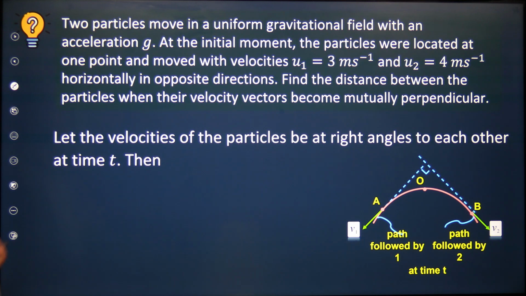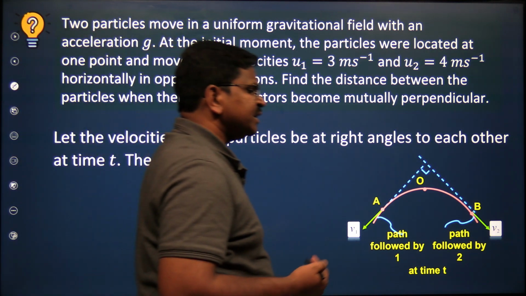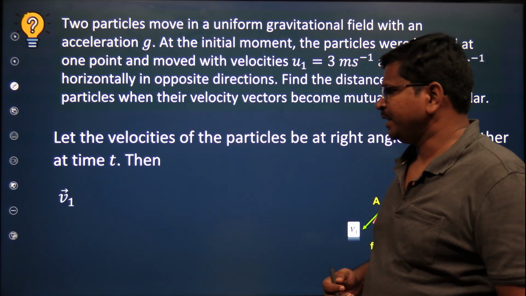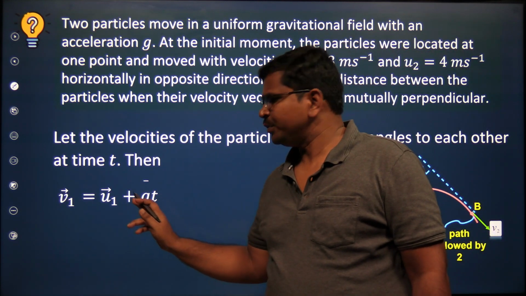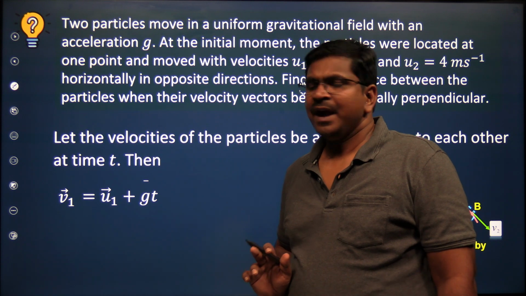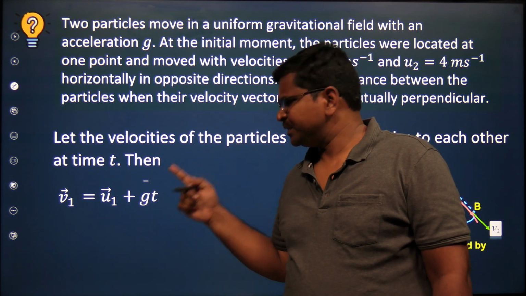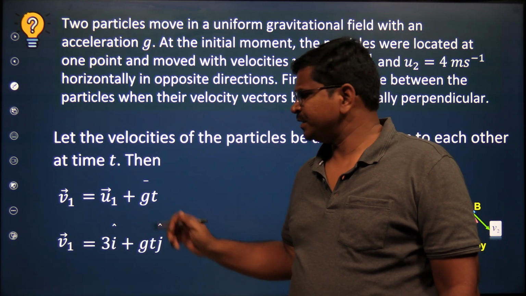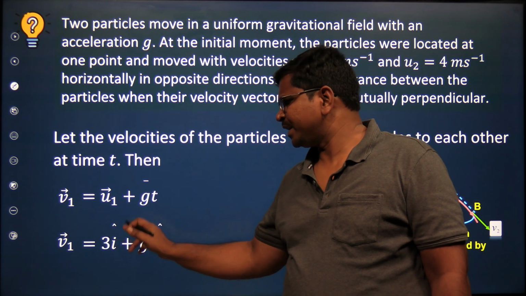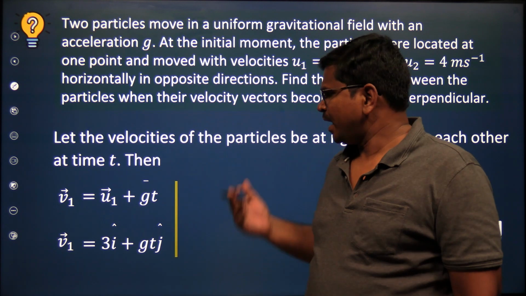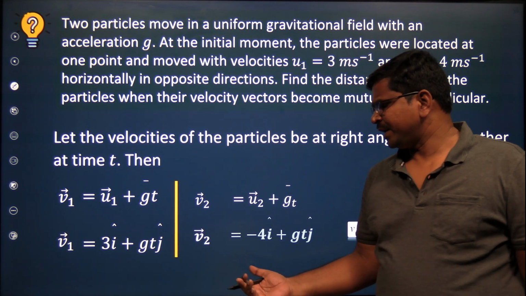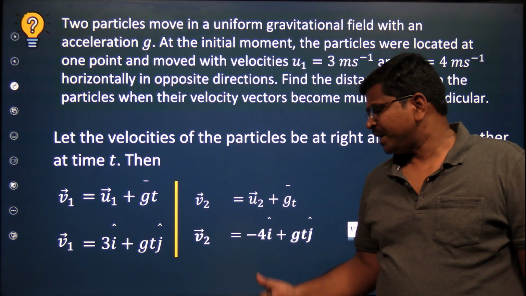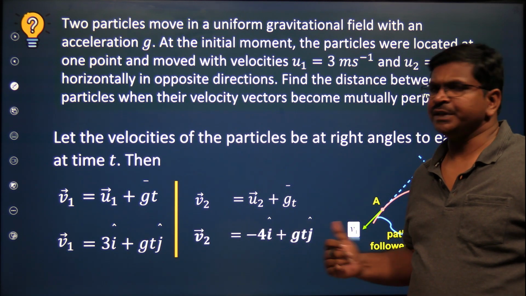Suppose the velocities of the particles are at right angles to each other after a certain time t. Then we can write V1 equal to U1 plus gt. Here U1 is given already, the g value you know already, t we need to find out. Similarly, I can write V1 as 3i cap plus gt j cap. And coming to V2, I can write minus 4i because it is moving in the opposite direction. So I can write V2 equal to minus 4i plus gt j.